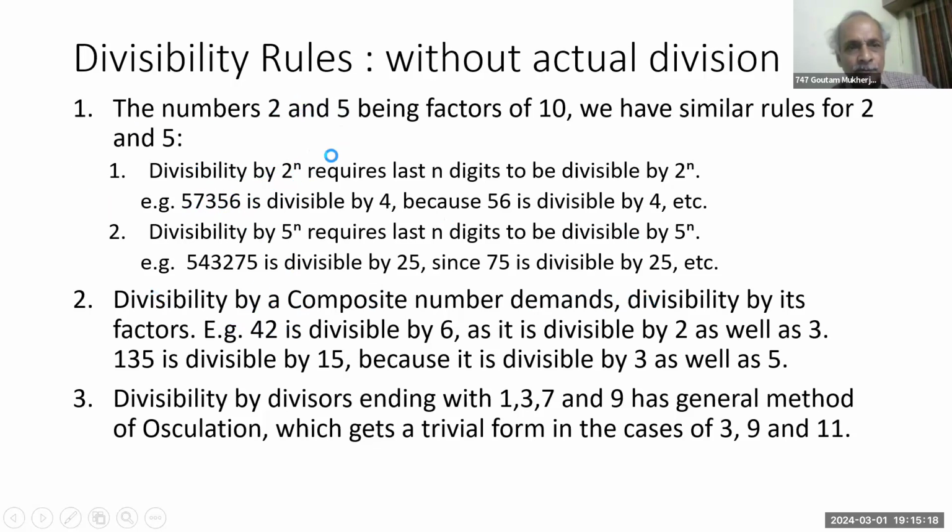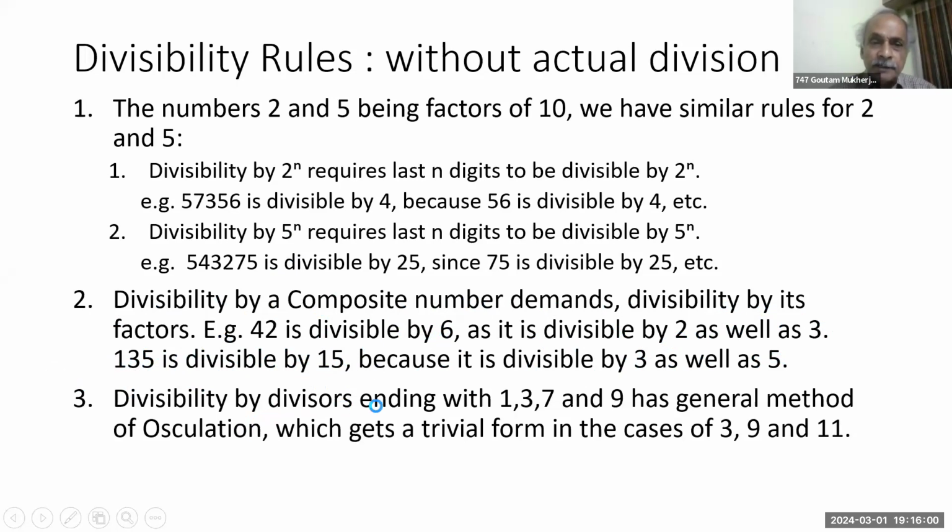The first category was purely with 2 or 5. Divisibility by a composite number demands divisibility by its factors. For example, 42 is divisible by 6 because it is divisible by 2 as well as 3. 135 is divisible by 15 because it is divisible by 3 as well as by 5. It ends in 5, so it is divisible by 5. For 3, there is a rule: 5 plus 3 plus 1 is 9, and 9 is divisible by 3. So it is divisible by 3 as well, hence by 15.